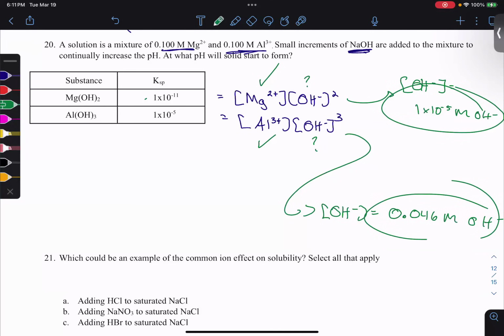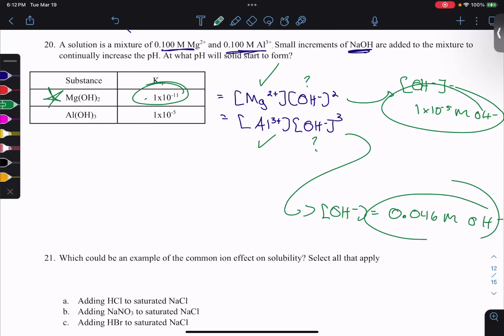So if we add tiny, tiny amounts of hydroxide at a time, which concentration will we reach first? The smaller one or the bigger one? The smaller one. So we will reach this concentration first. That means we will fulfill the KSP for magnesium hydroxide first. So in this example, magnesium hydroxide precipitates out first.